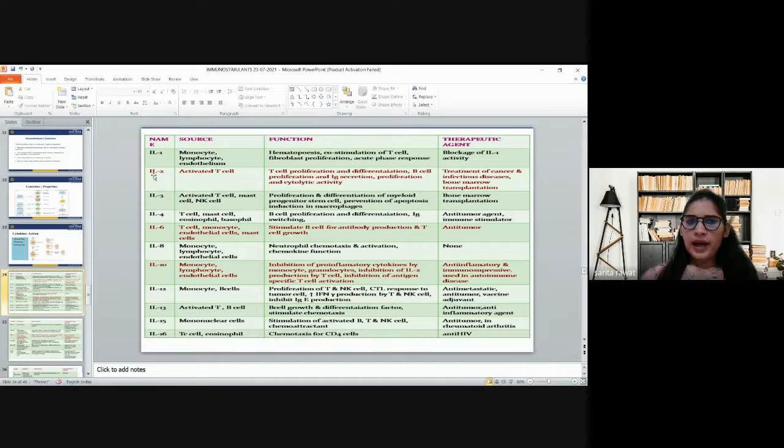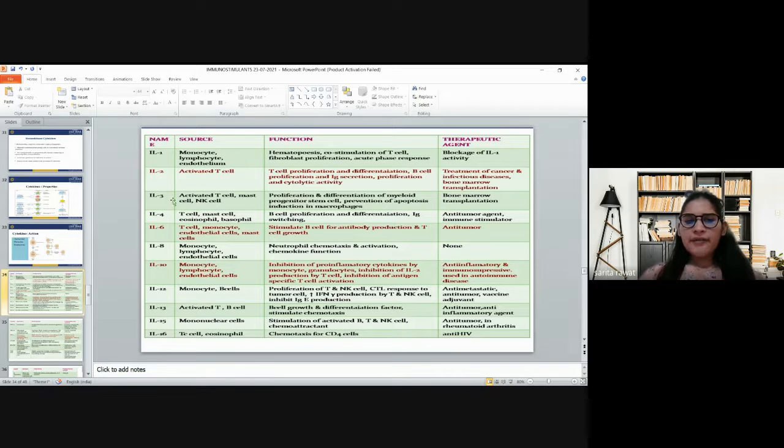Now, next we have IL-2. Its source is activated T cells. The function includes T cell proliferation and differentiation, B cell proliferation and Ig secretion, proliferation and cytolytic activity. Then when we talk about its therapeutic use, it is used in treatment of cancer and infectious disease, and in bone marrow transplantation.